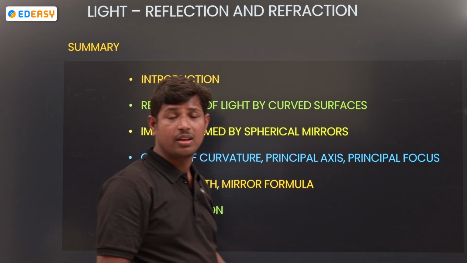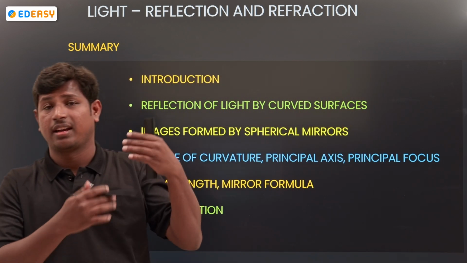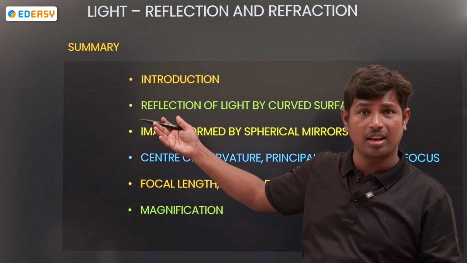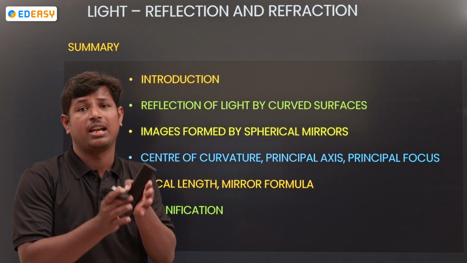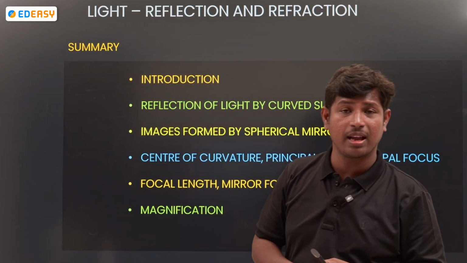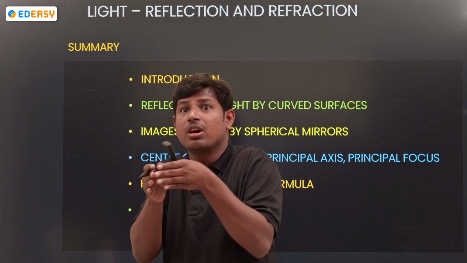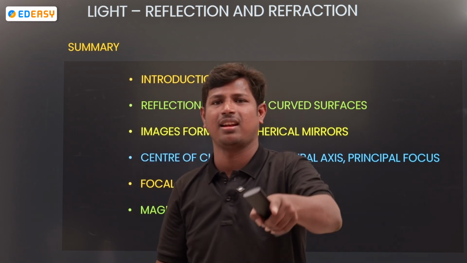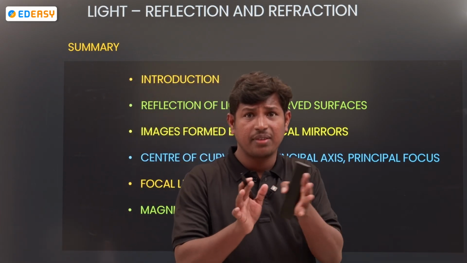Introduction of light. What is light, what characteristics and properties it has, rectilinear property, reflection were discussed. What types of reflection there are, regular or irregular reflection, when you will get a real image and when a virtual image. Real image means reflected rays actually meet; virtual means they only appear to meet. That is the difference between real and virtual.